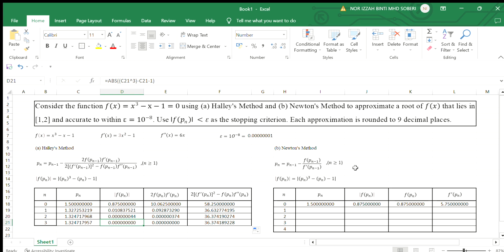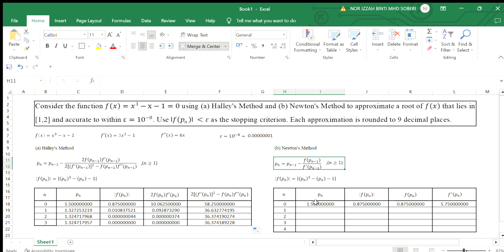For Newton's method, it's still the same. We get n, Pn, and then this is the stopping criterion. This f(Pn) is used to get f(Pn minus 1), and we get this f(Pn) from f(x) here. And then f prime(Pn) we get from f prime x. This is our stopping criterion, still the same as Halley's method. We still use the f(x) function.